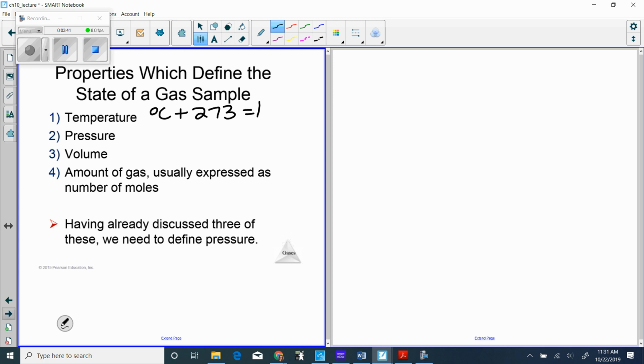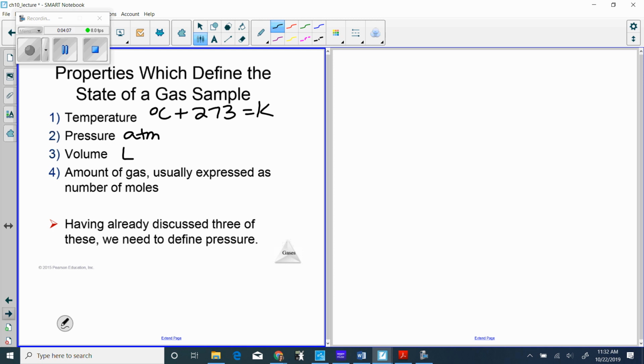When we do gas math, your temperature has to be in Kelvin. To get to Kelvin, we add 273 to our Celsius. For pressure, our unit most likely will be ATMs, and I have a whole slide on how to convert that and what pressure means. Our volume for gas math is going to be in liters.